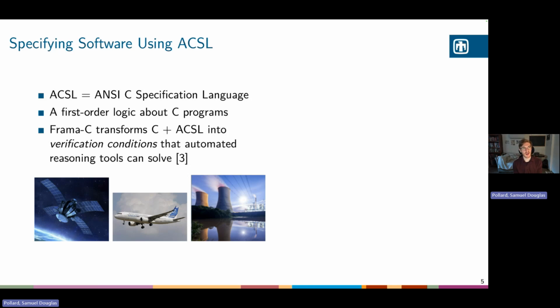So now I want to talk about how systems are specified in practice. One common way this is done is with ACSL, or the ANSI-C Specification Language. You might also hear this pronounced as "axel." ACSL is a first-order logic about C programs. The way it works is you write these specifications as special comments, and the C alongside ACSL is then fed into a tool called Frama-C, which generates verification conditions about that program's behavior. These verification conditions can typically be solved by automated reasoning tools, so you can gain a lot of automation and have a computer do some of the work for you.